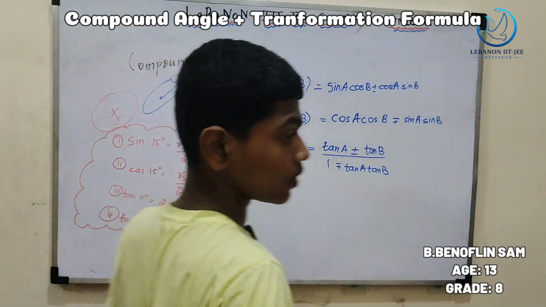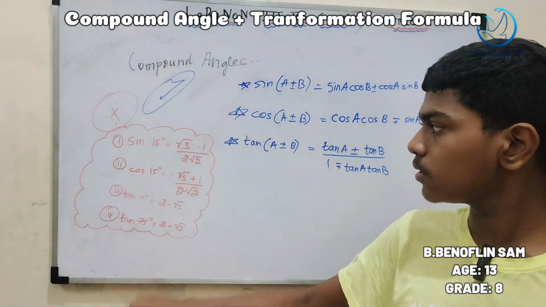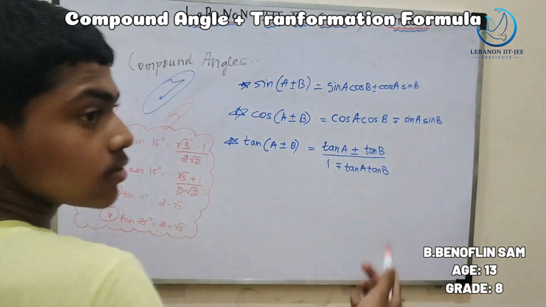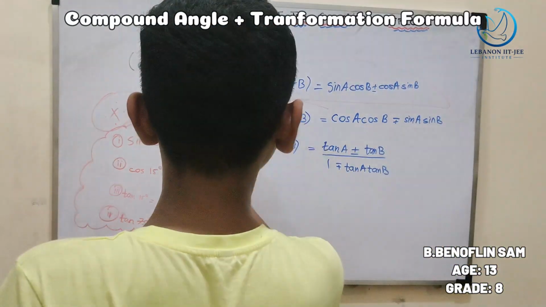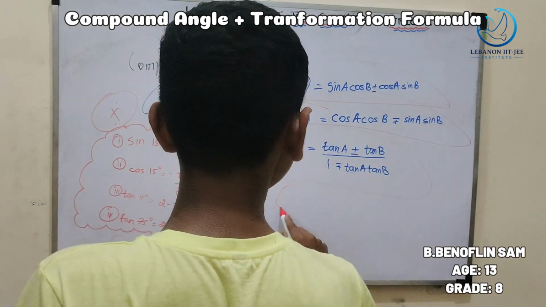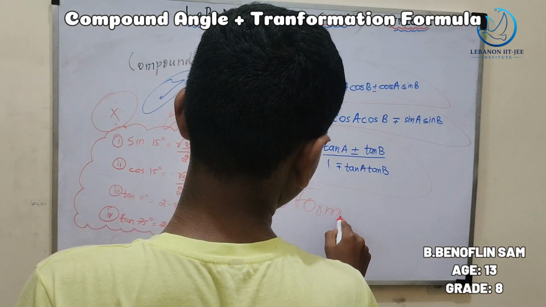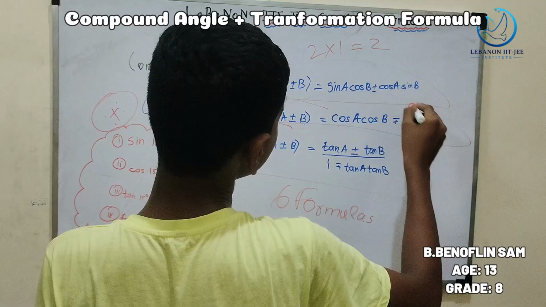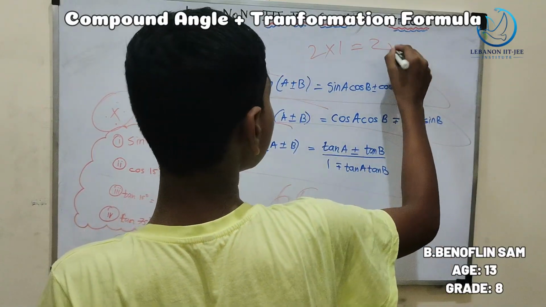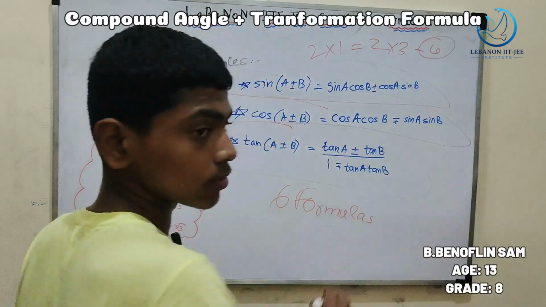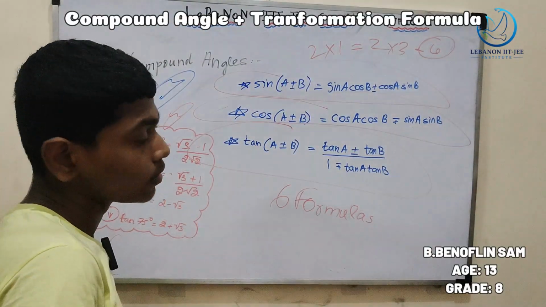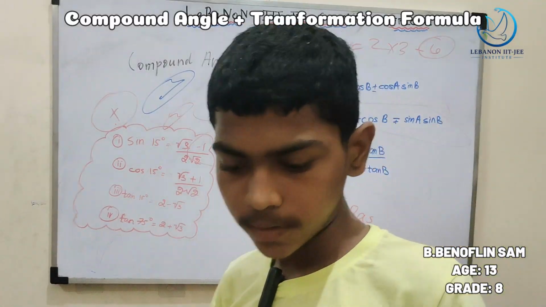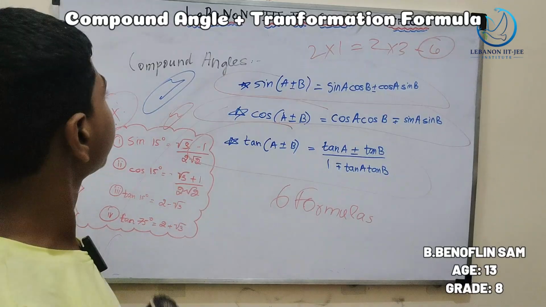It is very important. In JEE Mains they will expect you to memorize this one. You have to memorize this a lot. Here there are totally 6 formulas: sine has 2 into 1 equal to 2, and here 2 into 3 is equal to 6, that's why it will go to 6. It's very important to memorize, and then you have to memorize these values. That's all for compound angles.